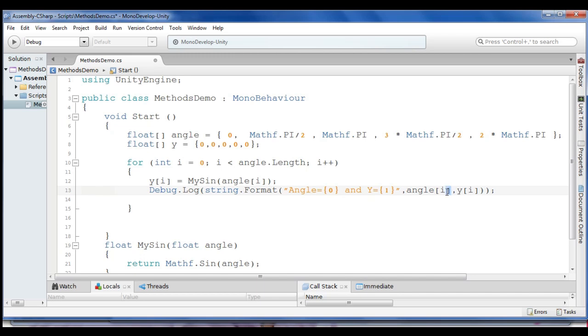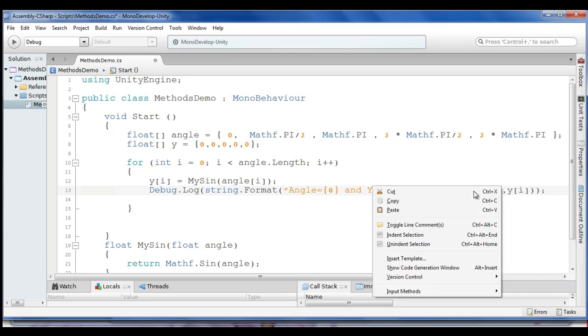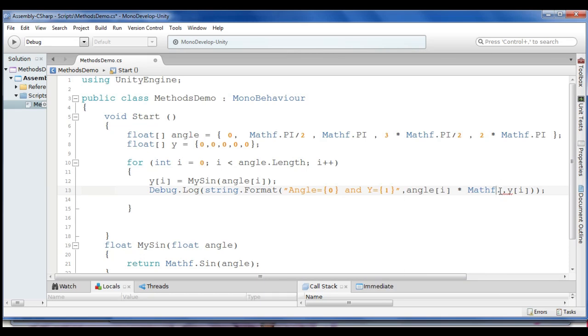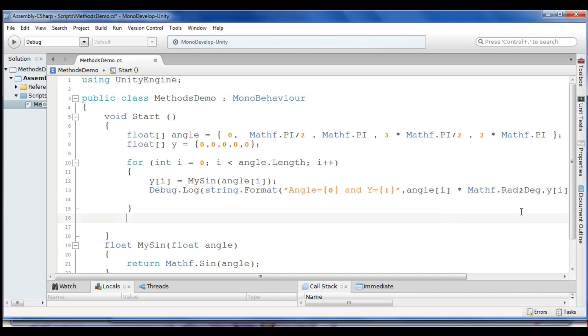And if you remember, the angles of i are in radians, right? The angles are in radians. I want to see in degrees, so I multiply it by Mathf.Rad2Deg, so that we get that in degrees. And whatever the result I am getting, I just want to get in integer. I am just converting that to integer, guys.